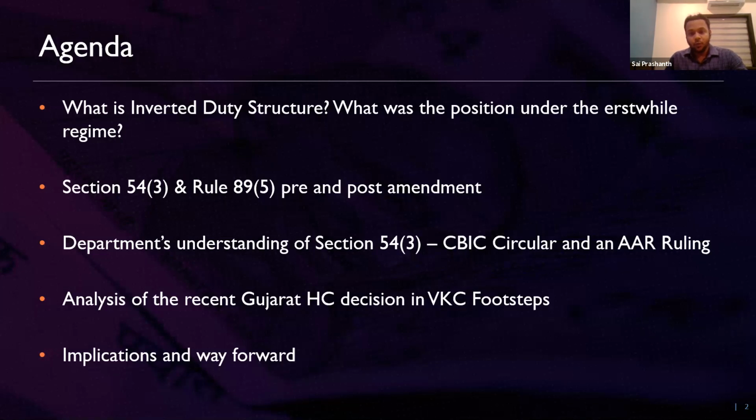We will be looking into the CBIC circular, which was issued expressing their views on the reason for the amendment and how they perceived 54.3. And we'll also be looking into one and probably the only reported advance ruling decision expressing a view on merits as to what exactly the principles were under the amended 89.5. Then we'll get into the hot topic, which is the decision of the Gujarat High Court in VKC Footsteps. What did they say? It's definitely no doubt a great decision for the SSEs, but did they miss out on a better reasoning is something we'll also be seeing. Then finally, we'll be looking into the implications of the decision and the way forward for the SSEs.